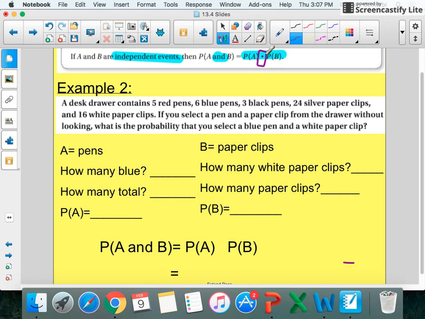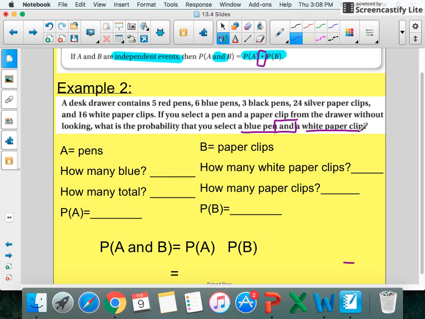So if we look here at this first example, we have a desk drawer contains 5 red pens, 6 blue pens, 3 black pens, 24 silver paper clips, and 16 white paper clips. What's the probability that you pull a blue pen and a white paper clip? So that tells me that I'm going to use this formula, the P of A times P of B. So first I have to individually figure them out. I have to figure out P of A and P of B.